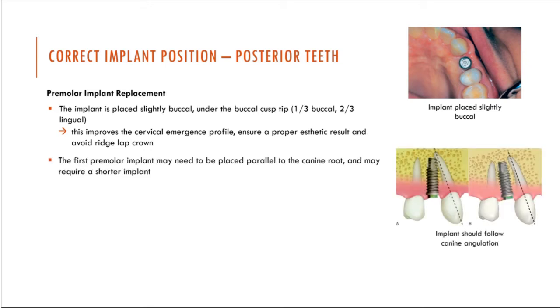And for the first premolar implant, it may need to be placed parallel to the canine root and may require a shoulder implant. So we should evaluate the canine angulations and vertical height limitations.